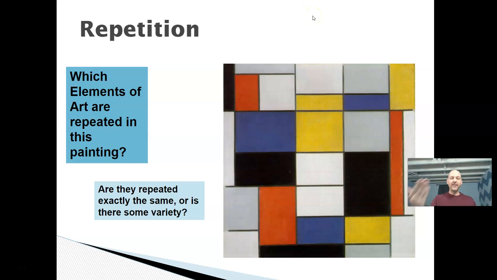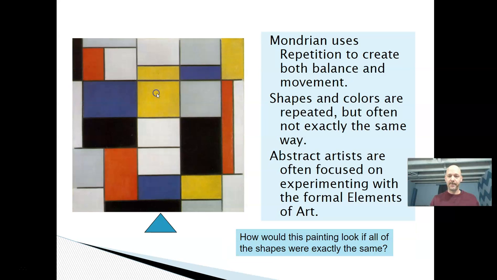So, what elements are repeated? Color is repeated. Lines are repeated. Shapes are repeated. But are they repeated exactly the same? The colors are pretty much the same, but they're different shapes. They're in different positions. So they're repeated, but with some variation. And that's how we keep it interesting. If the colors are repeated exactly the same size and exactly the same shape, it might not be very interesting to look at.